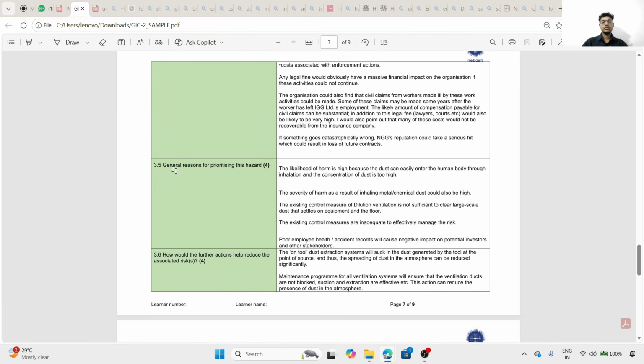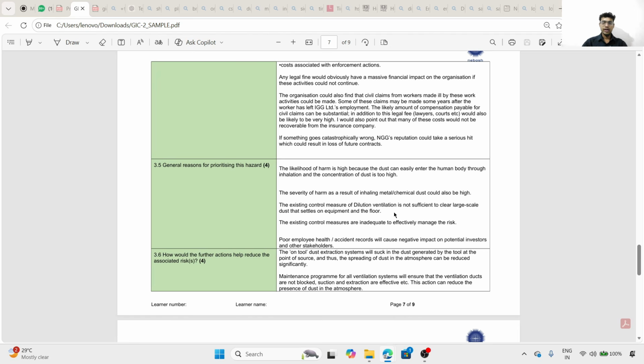Now in 3.5, general reasons for prioritizing this hazard. Why are you prioritizing this hazard? You have around 10 hazards, but why this one? Give the general reasons. Definitely, you can see the likelihood of harm caused by this dust is very high. It will enter the human body through inhalation. The concentration of dust is also too high, which means you find it the biggest threat over there, the biggest harm that will happen. The severity in future from inhaling this metal chemical dust will also be very high.